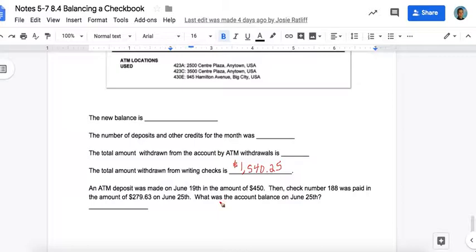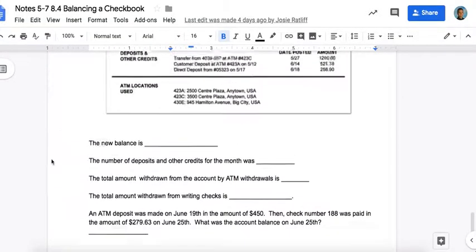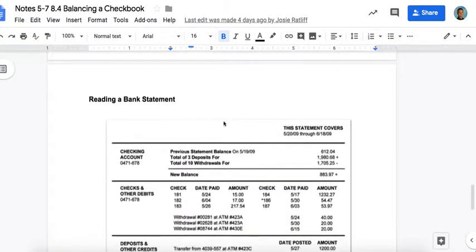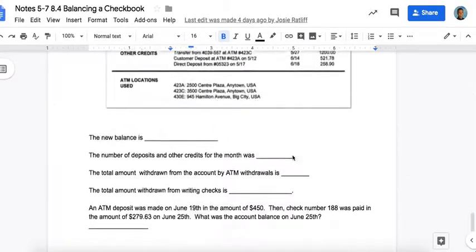Okay, and finally, we have an ATM deposit was made on June 19th in the amount of $450. Then check number 188 was paid in the amount of $279.63 on June 25th. What was the account balance on June 25th? So if we're going to do this, we need to know what our beginning balance was. And this statement up here said it covers until June 18th. So our beginning balance, we're going to use that $883.97.